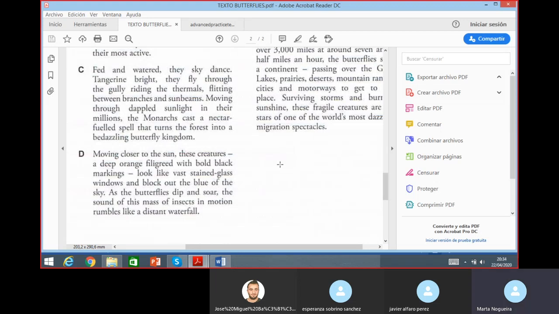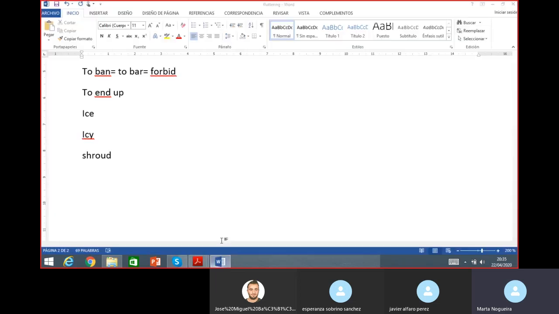Tangerine bright, they fly through the gully riding the thermals. This is talking about the gully, el barranco, aunque os he dicho antes, sí, zanja os he dicho, pero es barranco también. Riding the thermals, fitting between branches and sunbeams. Ok. Tangerine bright, de color mandarina. Yo lo traduciría así, ¿vale? Porque si no es imposible. They fly through the gully. Gully hemos dicho que era barranco, zanja. Thermal means terma. Fleeting, to fleet, means revolotear. To fleet.